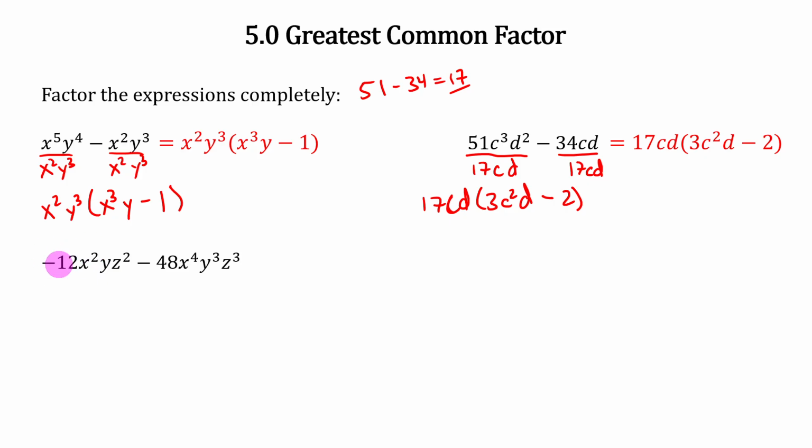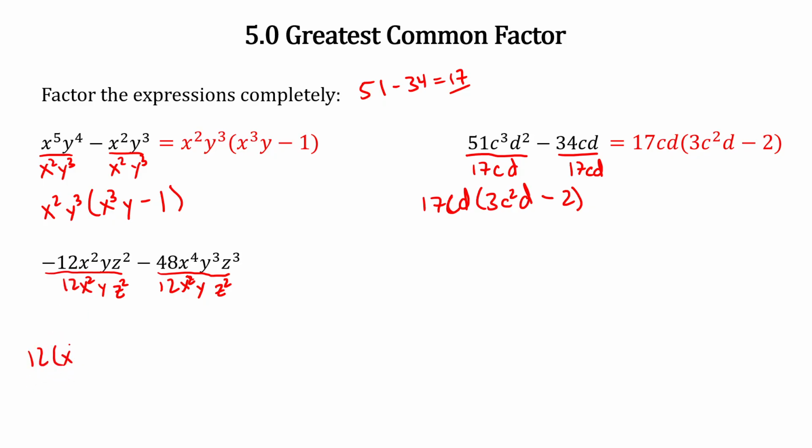Okay, this one, some people want to divide out negative 12. You can. We're going to start with just dividing out 12, and I'll show you both ways of this. I've got x to the fourth and x squared, y and y to the third, z squared and z to the third, so I can take out z squared. Negative 12 divided by, we'll put that on the outside.